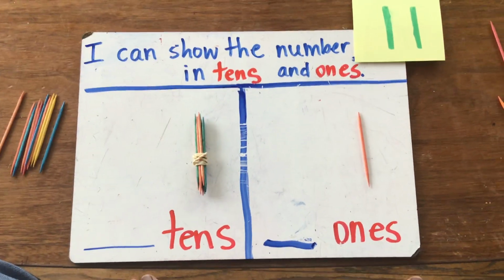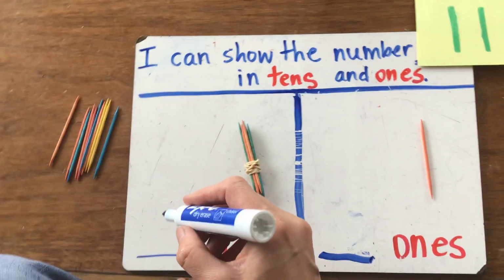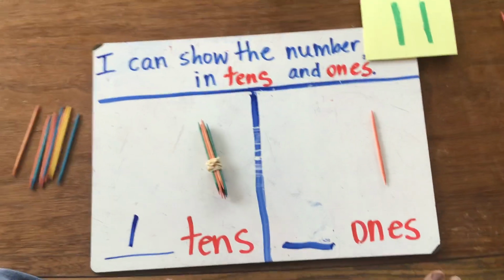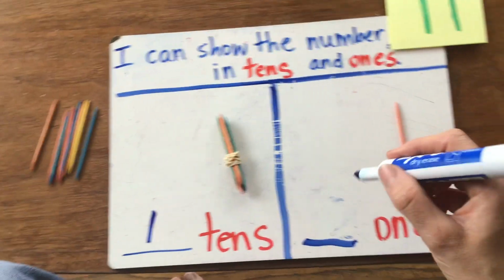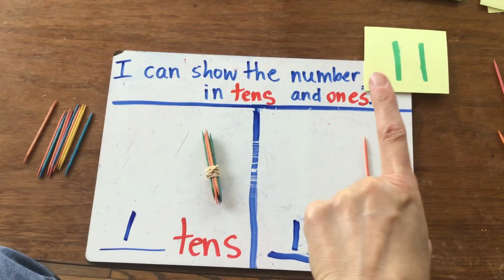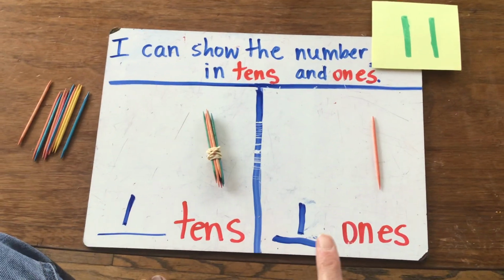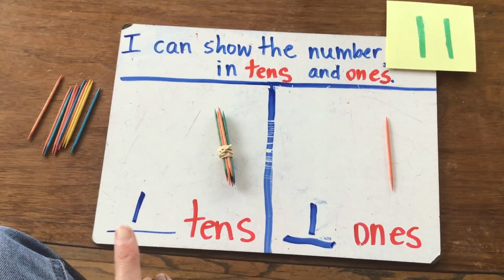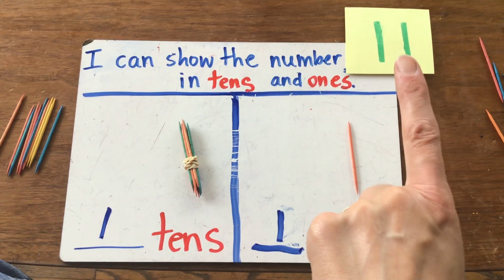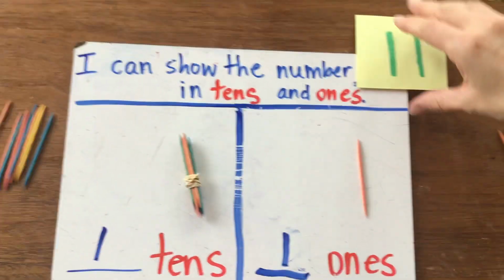So now let's write at the bottom. How many groups of 10 are in the tens place? 1 group of 10, and how many ones left over? So the number 11 is 1 group of ten and 1 one. And look at that. 1 and 1 makes the number 11. Good work. Okay, let's find and make a new number.